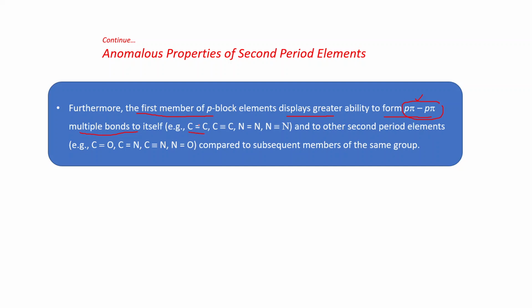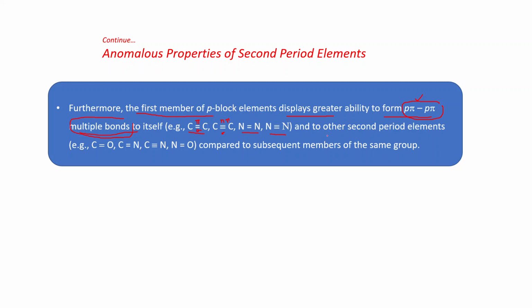Actually, when a double bond or triple bond is there, one bond is sigma, always sigma, and another bond is pi. In this way you can say one is sigma and one pi. When a triple bond is there, there is one sigma and 2 pi bonds. In the same way, like nitrogen double bond nitrogen, nitrogen triple bond nitrogen, and this double bond and triple bond are collectively known as multiple bonds.